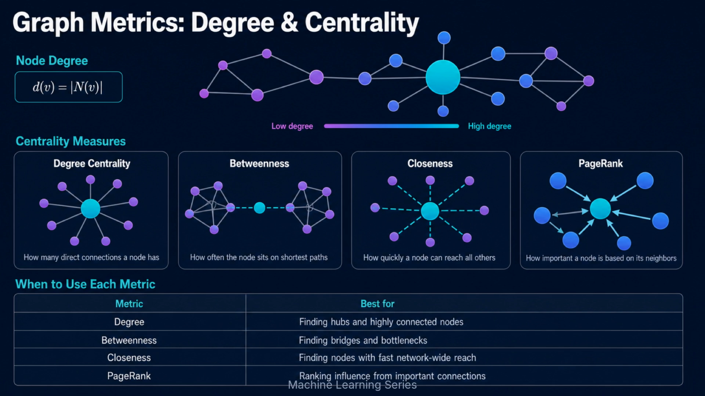Betweenness centrality measures how often a node lies on shortest paths between other nodes. High betweenness nodes are bridges in the network. Closeness centrality measures how close a node is to all other nodes. And PageRank, famously used by Google, measures importance based on being linked by other important nodes. Each metric reveals different aspects of network structure and is useful for different applications.